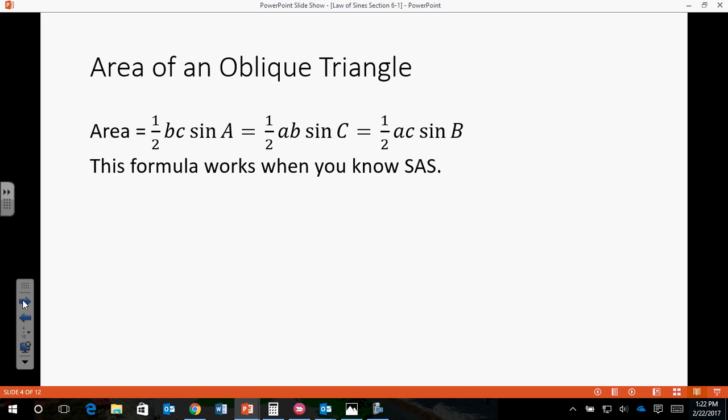Yep, it works for those. Exactly. All right, so far so good. So you may have to actually find some other pieces in order to make this formula work. Okay? It's possible that you'll have two angles and the included side, right? And we have to find that third angle first before we can use it. Okay? All right, here we go.